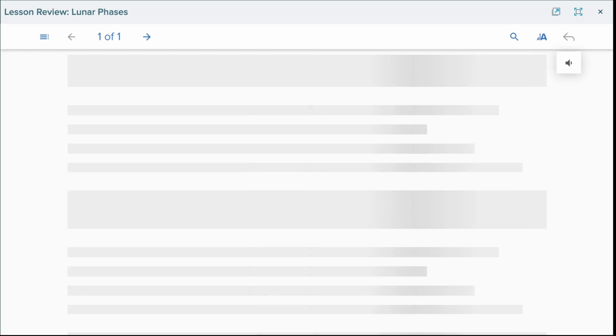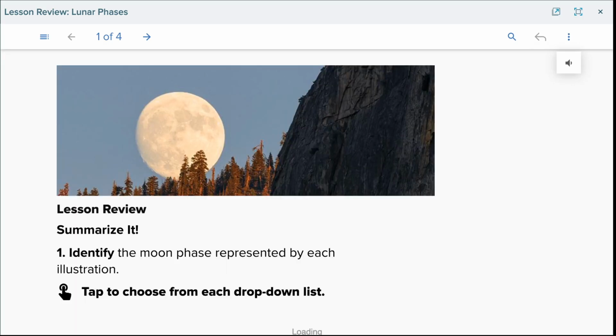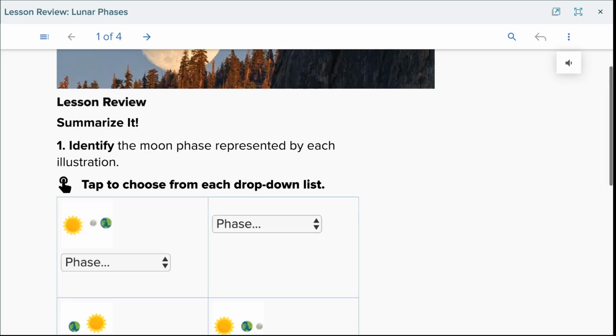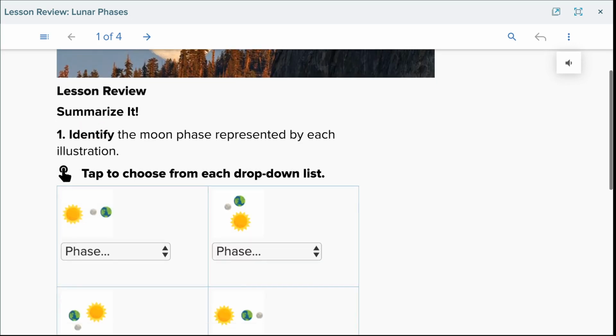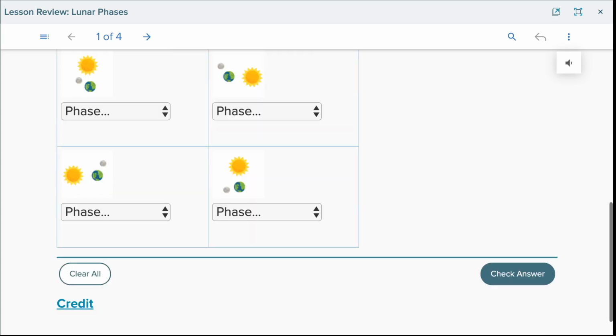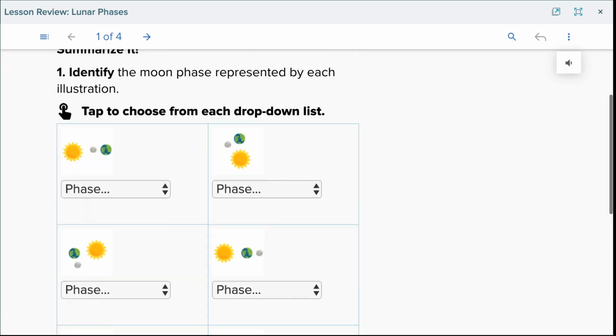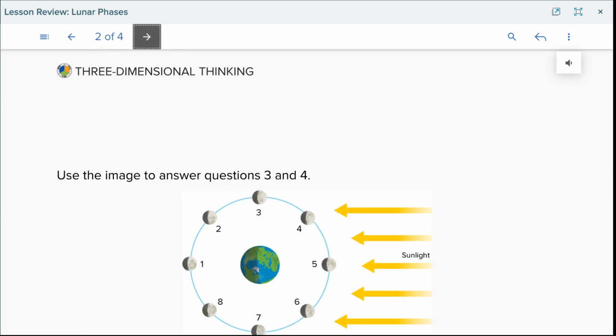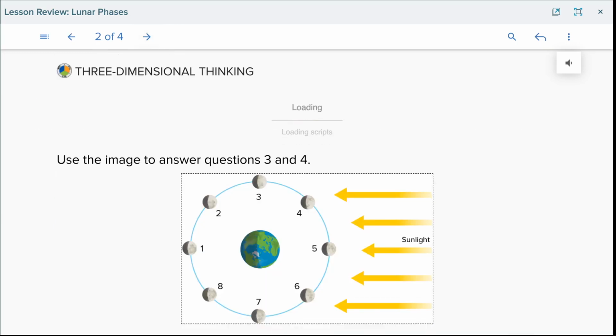And we're on to the lesson review for lunar phases. So, can you identify the moon phase represented by each illustration? Do that. You can check your answers, and then let's go to the next page. We're going to use this image to answer question 3.